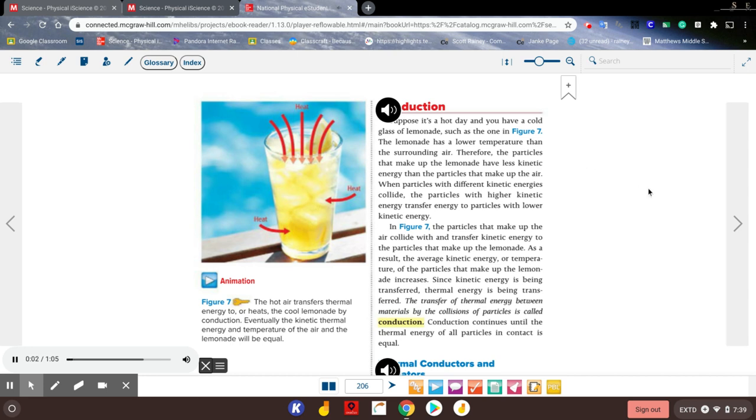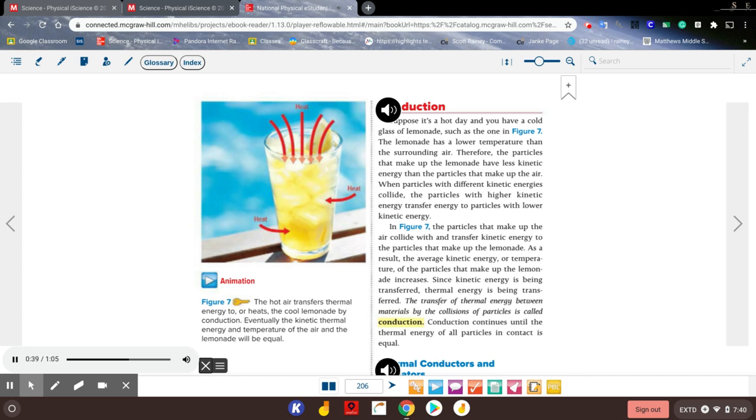Conduction. Suppose it's a hot day and you have a cold glass of lemonade, such as the one in Figure 7. The lemonade has a lower temperature than the surrounding air. Therefore, the particles that make up the lemonade have less kinetic energy than the particles that make up the air. When particles with different kinetic energies collide, the particles with higher kinetic energy transfer energy to particles with lower kinetic energy. In Figure 7, the particles that make up the air collide with and transfer kinetic energy to the particles that make up the lemonade.